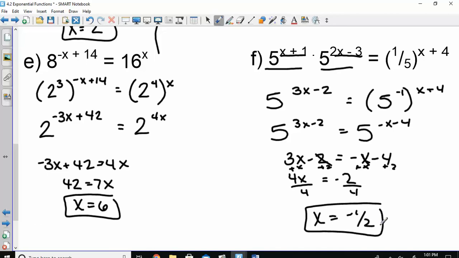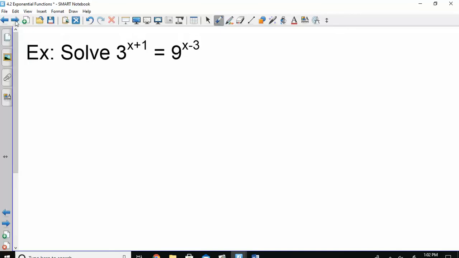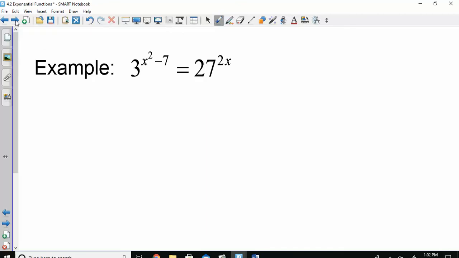I think I would like to do 1, maybe 2 more, and then I'm going to stop for today. Any questions for me so far? Do you guys remember doing this? Actually, I'm going to do, sorry, I'm going to skip around. I want to do this one. Give you a little more of a challenge.